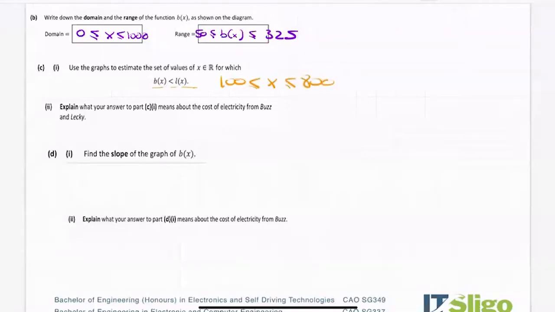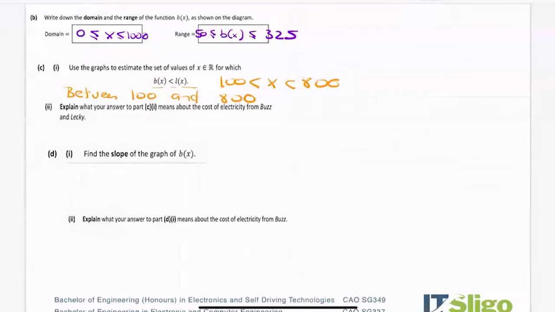Okay, now if you're uncomfortable with maths language, try not to let it bother you. You can just say between 100 and 800, or something to that effect.